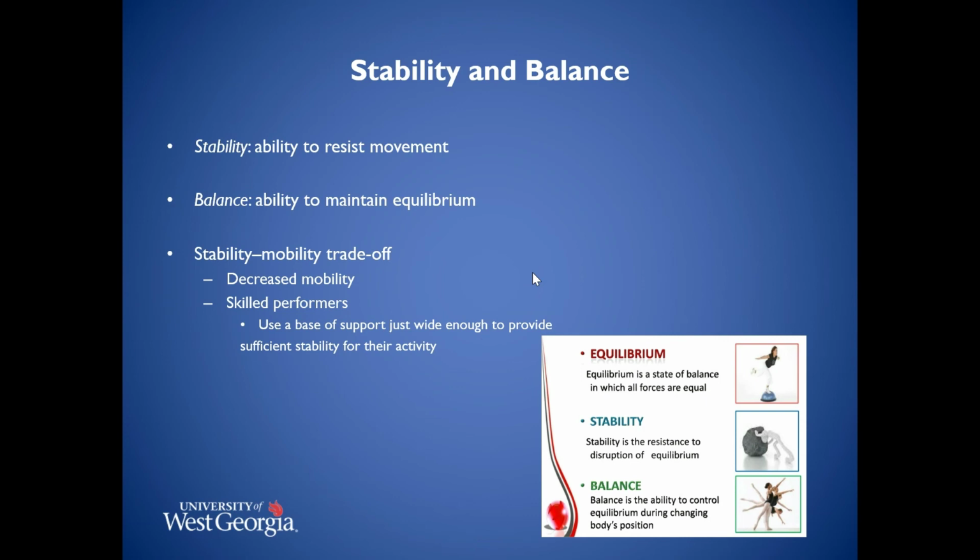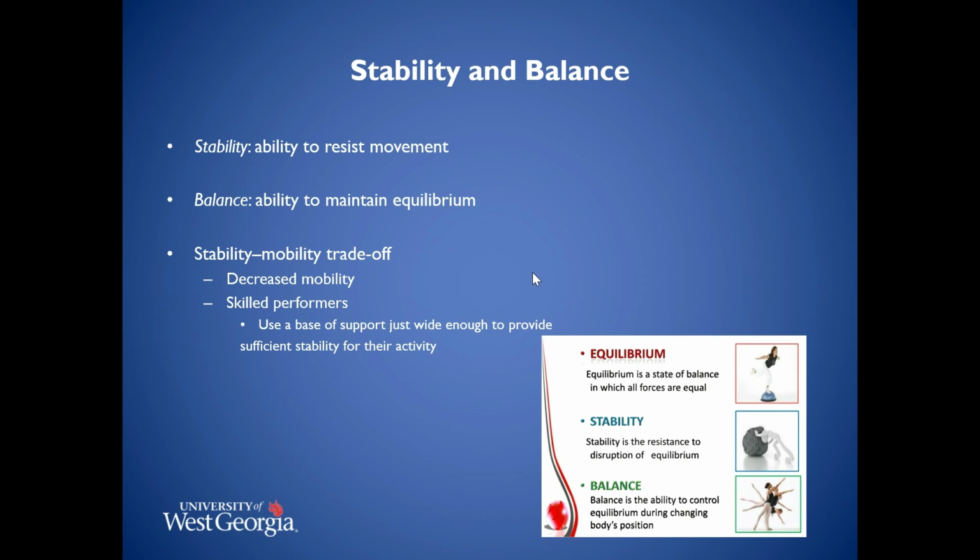But when those come together, that's the best place for us to be. We are able to do that. And so you've got the little picture in the right hand corner that shows you equilibrium, stability, and then balance. So there is the stability-mobility trade-off that we have to consider: as we increase stability, as we become less resistant to movement, as we increase that resistance to movement, we tend to decrease our mobility.